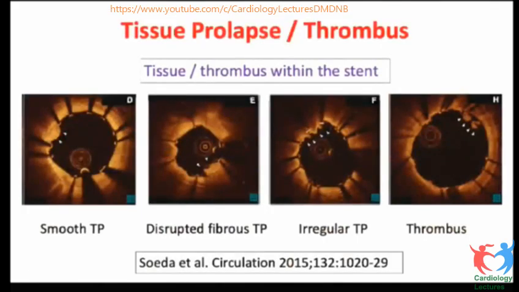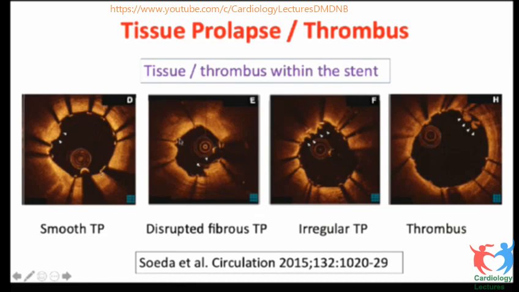Okay, finally, what about tissue prolapse? Tissue prolapse is nothing but the presence of tissue or thrombus within the stent. There are three types of tissue prolapse, four types actually. One is a smooth prolapse, where the tissue just compresses through the stent struts after appearing flat. You can see this bowing into the lumen, so it appears very smooth. This is the mildest form of vessel wall injury, called smooth tissue prolapse.